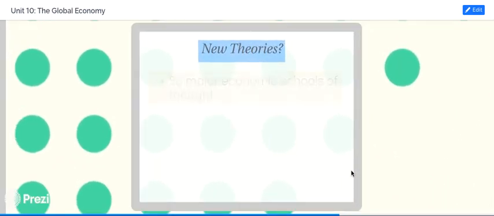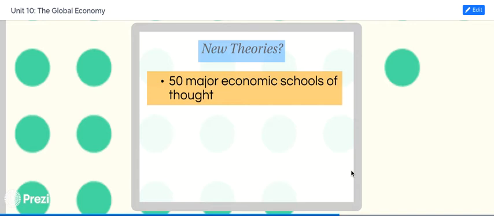All right, so we need to talk about some new theories. There's a bajillion. If you want to talk economic theory, that's fine. We can totally do that. There are no less than 50 major economic schools of thought. Major. There are a whole bunch of minor ones. I'd estimate maybe 150 to 200 economic schools of thought.